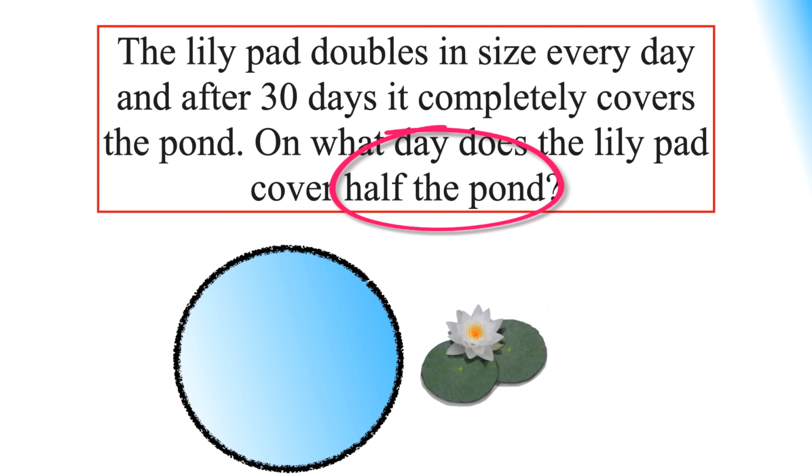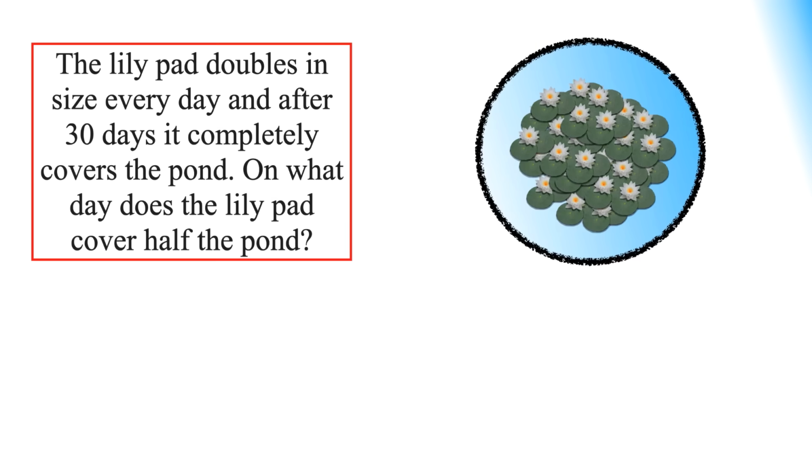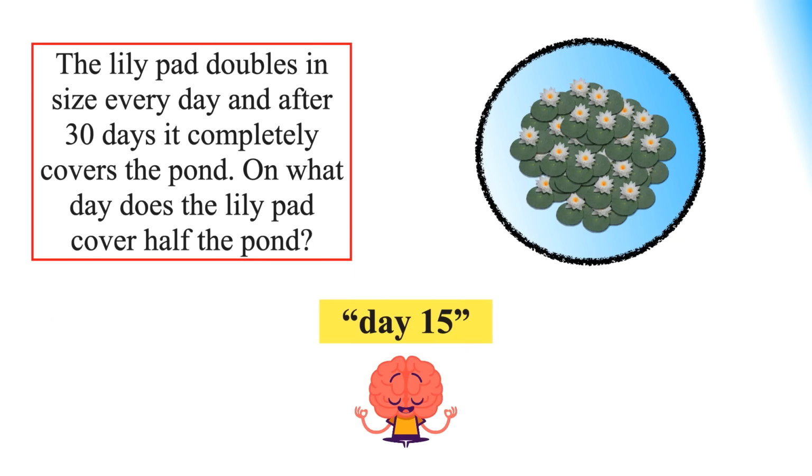Remember, this is a riddle in the traditional sense. Try to think outside the box. If you answered without really thinking about it, you probably answered day 15. Our mind automatically goes to this answer because we are comfortable with linear thinking.